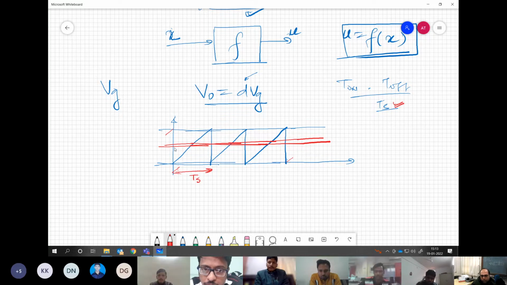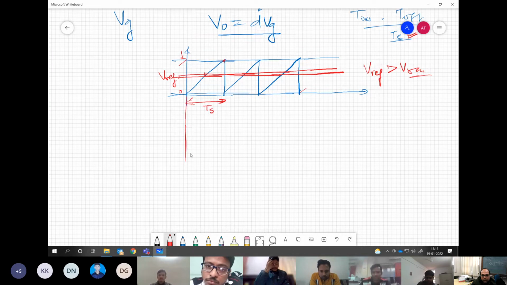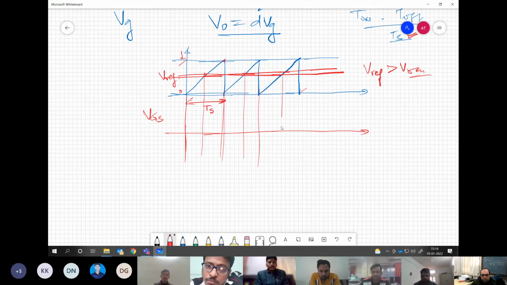And you define that, whenever this is my reference, some signal I have generated, and the maximum value for this carrier is, let's say, 1, so it is changing from 0 to 1. I say that whenever my Vref is greater than Vramp, I turn on the circuit. That means I go in the on state. So if there is some gating signal, I give that as 1, and otherwise it goes to 0. That is how the gating signal is given to the device.